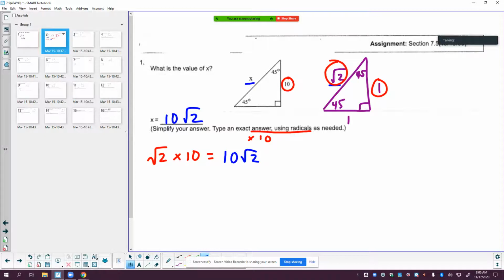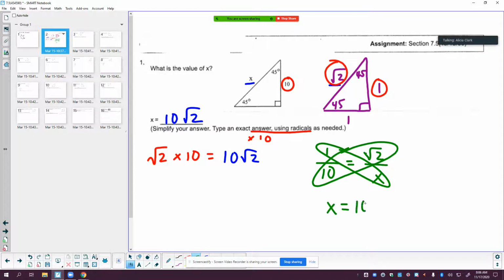Now you can also think of this as a proportion. Another way that you can write this question: original leg was 1 and it became 10, original hypotenuse was square root of 2, and it was x. If you're solving using a proportion, you cross multiply these two and these two. So 1 times x is x, and 10 times the square root of 2 is 10 square root of 2. So you can definitely use algebra and cross multiply to get this, or you can just look at what we were supposed to have versus what we have now.